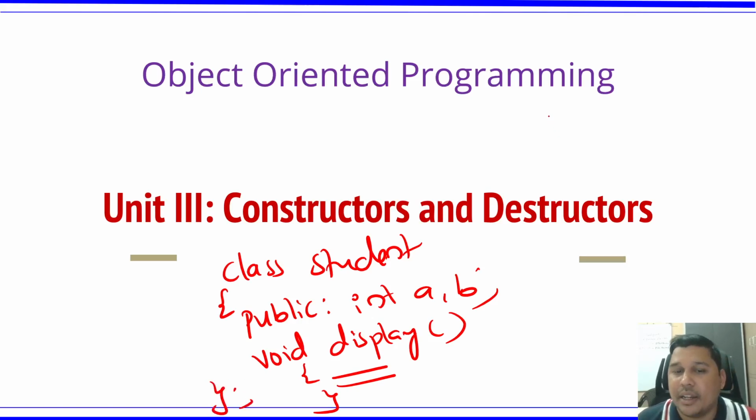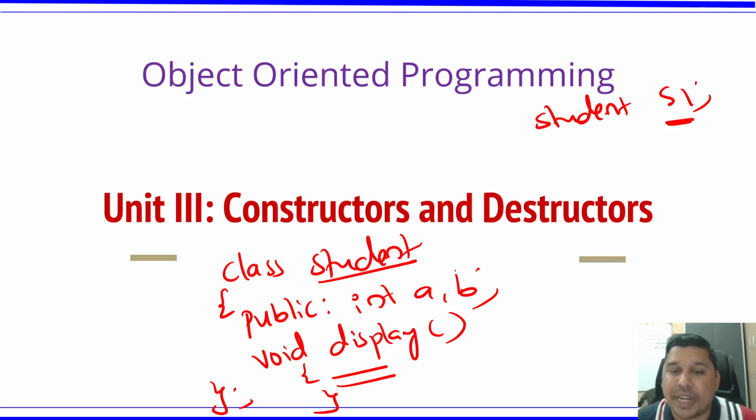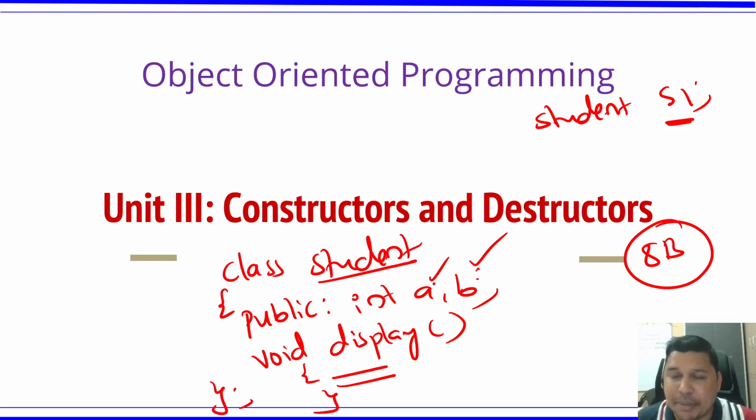In main, I will be creating a variable student s1. So what will happen now? Once I create an object s1 for this class student, memory will be allocated. How much memory? 4 plus 4, 8 bytes. But what is the value in these variables a and b? I am not assigning any values, so they contain some garbage value.